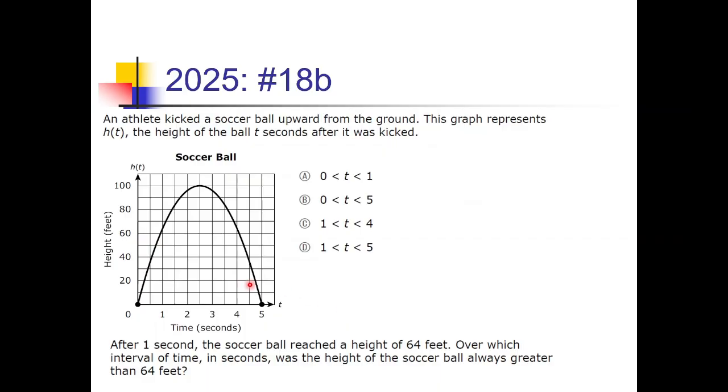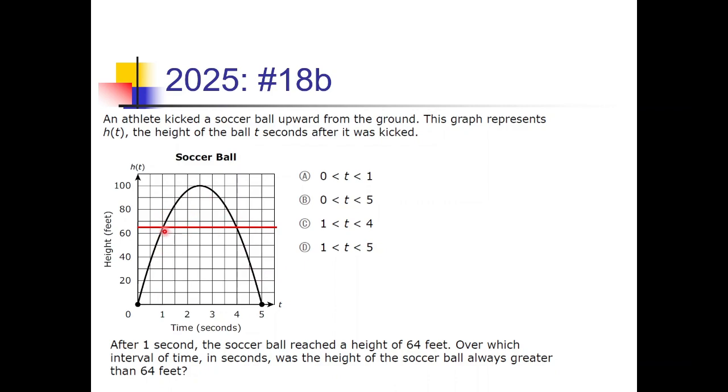Way to do this now using our graph is we can actually draw in a horizontal line at roughly 64 feet. So that would be right about here. This is a half a grid line since these are going by tens. So let's just see what t values keep our graph above this line that we just drew.